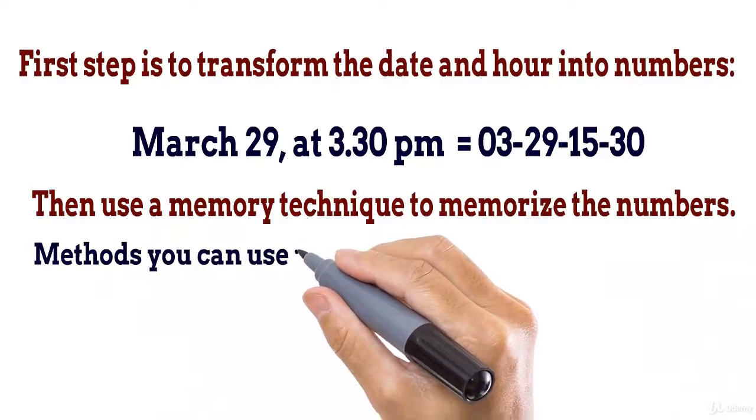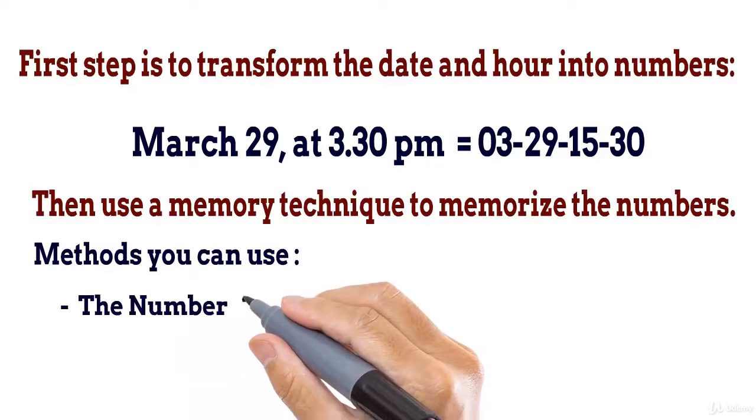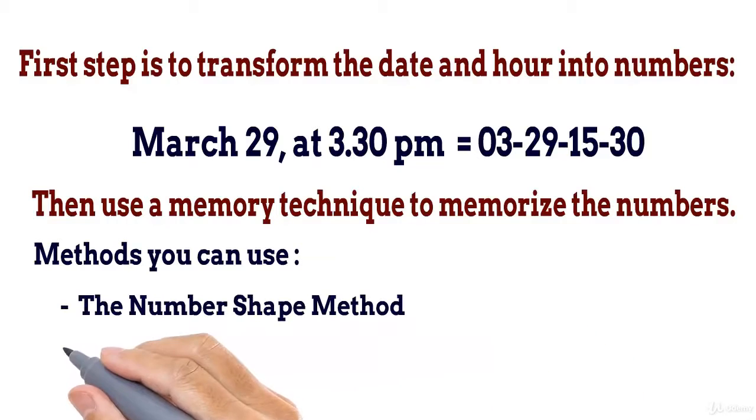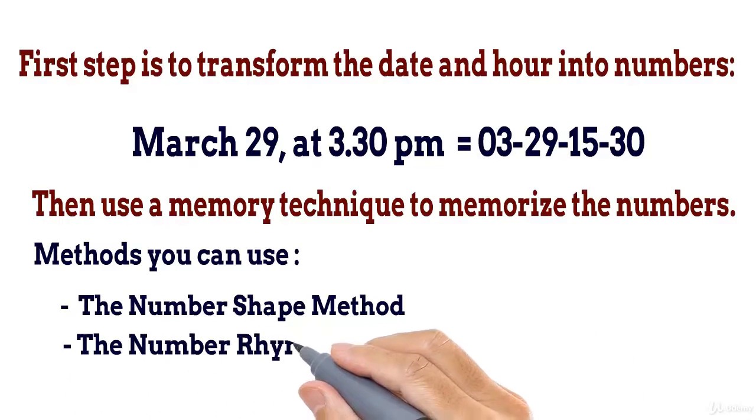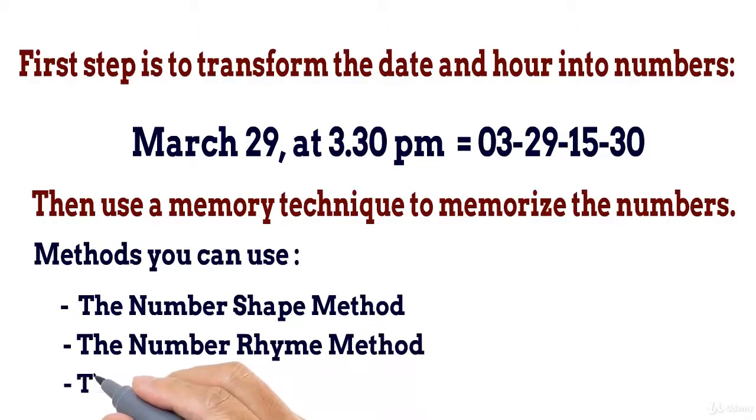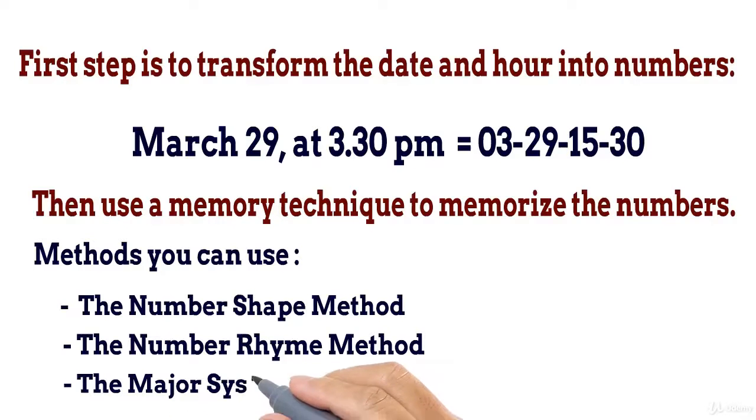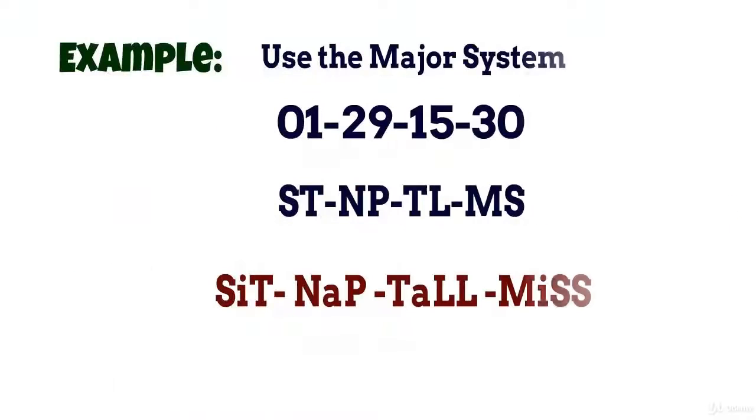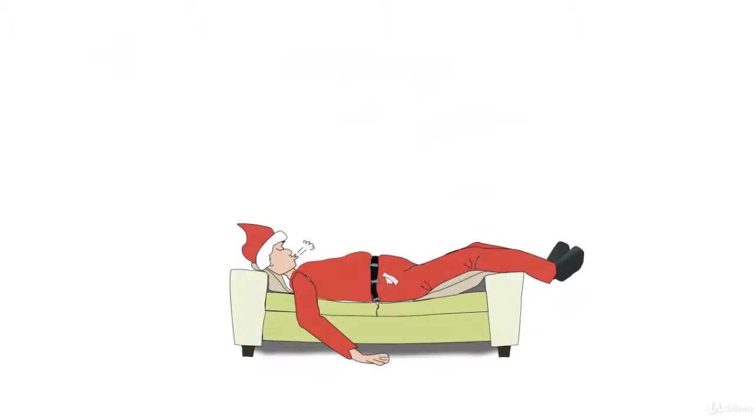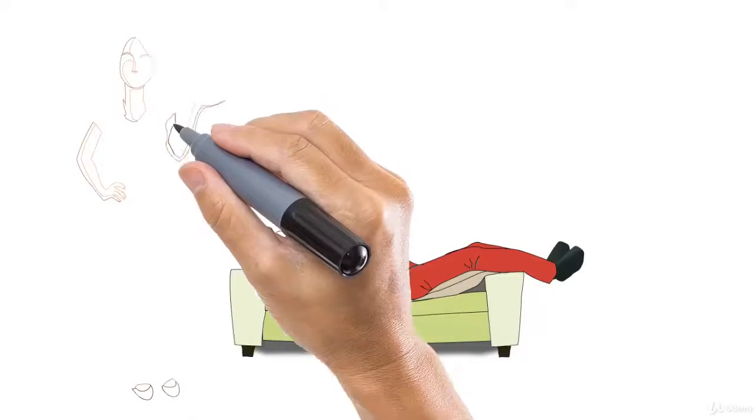Here are some methods that you can use: number shape method, number rhyme method, or major system method. For example, by using the major system, this date becomes... Imagine your friend John sitting on a couch and taking a nap near a tall mist.